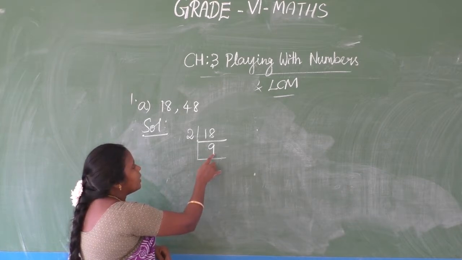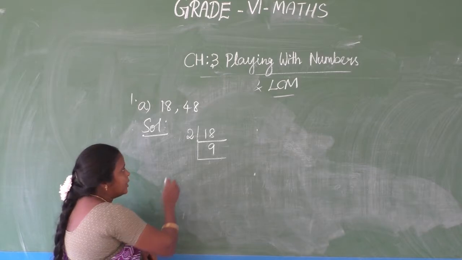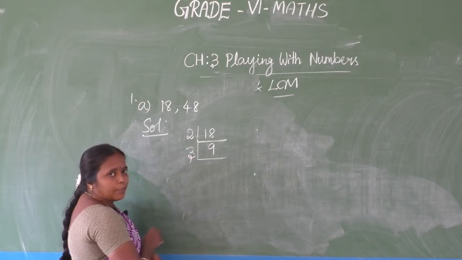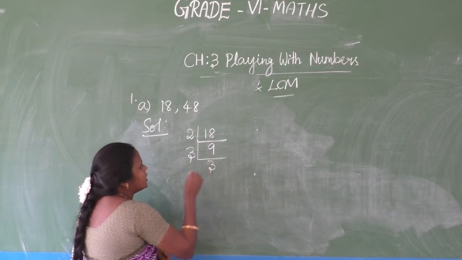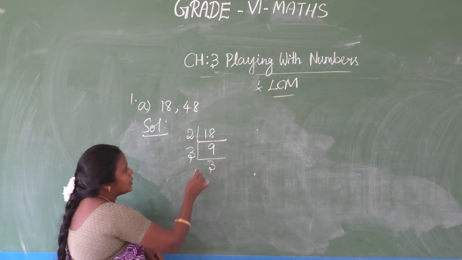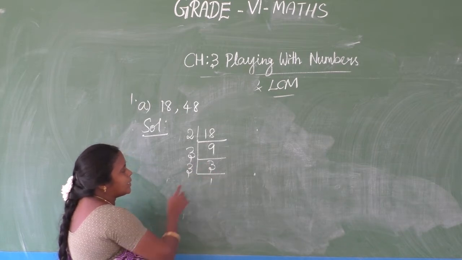In 9, to be split, we can divide by 3. So 3 is also a prime number. In 9, how many 3's are there? 3 3's are 9. Clear? Again 3, one time, 1 3 is 3.